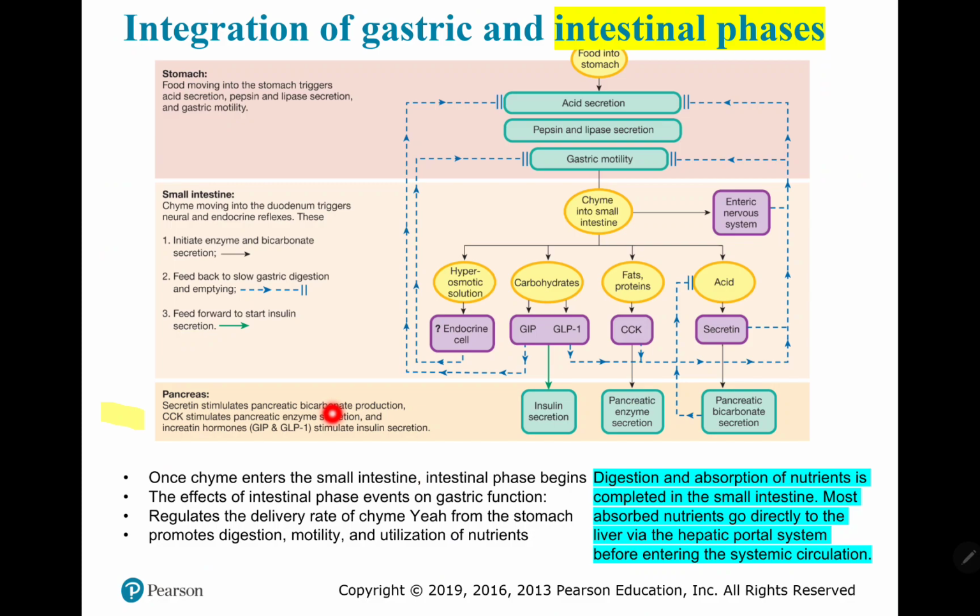When we're looking at the intestinal phase, once that chyme enters the small intestine, the intestinal phase will begin. Digestion and absorption of nutrients is going to be completed in the small intestine. Most of those absorbed nutrients are going to go right to the liver via the hepatic portal system, before, of course, they enter the systemic circulation. So whatever you reabsorb is going to go to the liver to get cleansed before it goes into the blood.